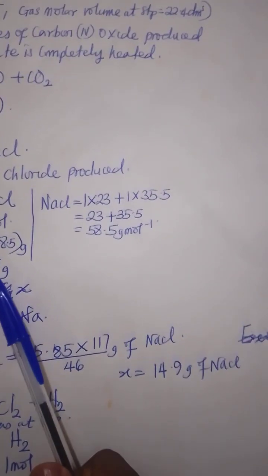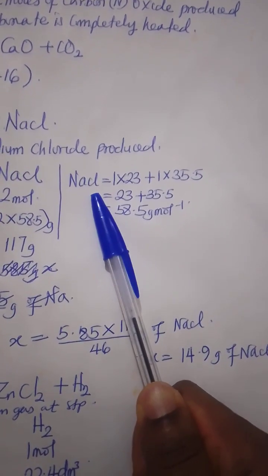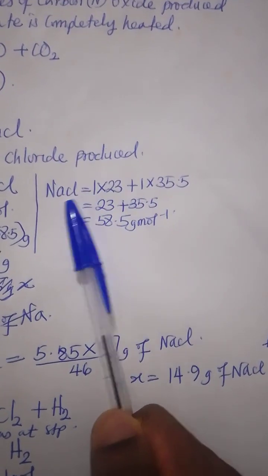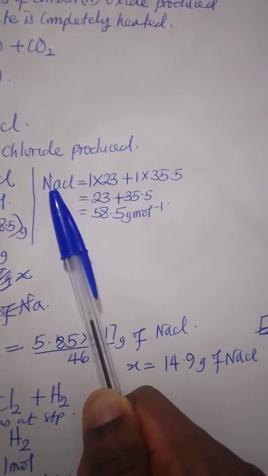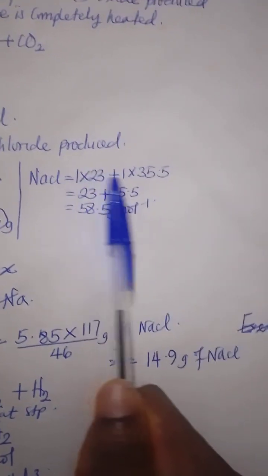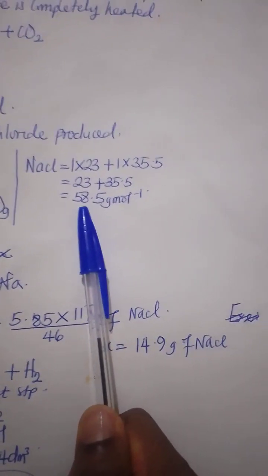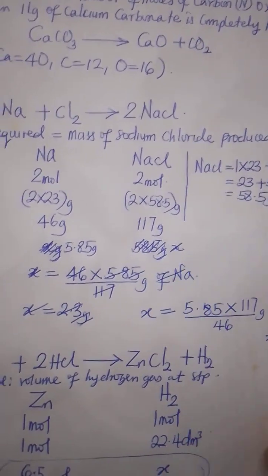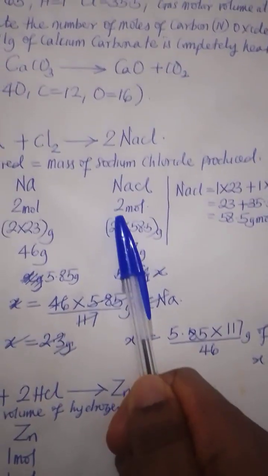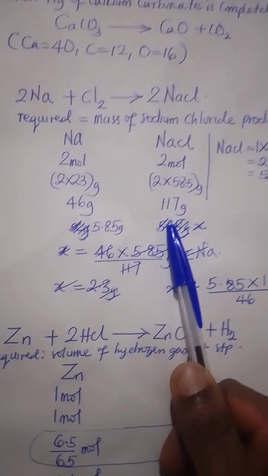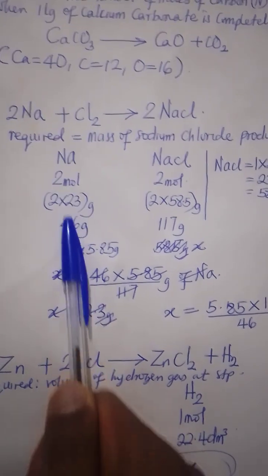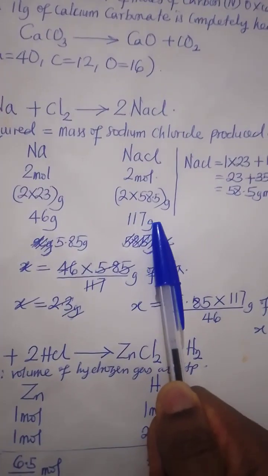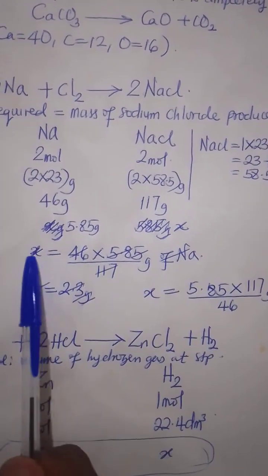Now, how do we get the molar mass of sodium chloride? We do the following calculation. 1 atom of sodium multiplied by the atomic mass, 1 atom of chlorine multiplied by the atomic mass, that will give us 58.5 grams. Don't forget our formula, mole is mass over molar mass. Since we're looking for mass, it will be mole times the molar mass, and that was exactly what we did. So we have converted this 2 mole to 46 grams and this other 2 mole to 117 grams.